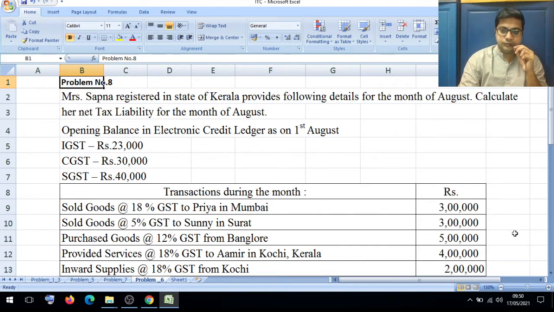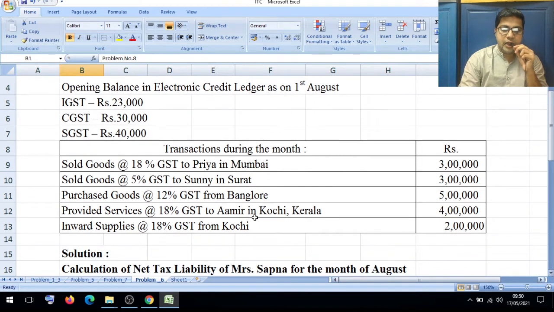Transactions during the month. Goods sold at the rate 18% GST to Priya in Mumbai, 3 lakhs. Goods sold at the rate 5% GST to Sunny in Surat, 3 lakhs. Purchased goods at the rate 12% GST from Bangalore, 5 lakhs. Provided services at the rate 18% GST to Amir in Kochi, Kerala, 4 lakhs. Inward supplies at the rate 18% GST from Kochi, 2 lakhs.